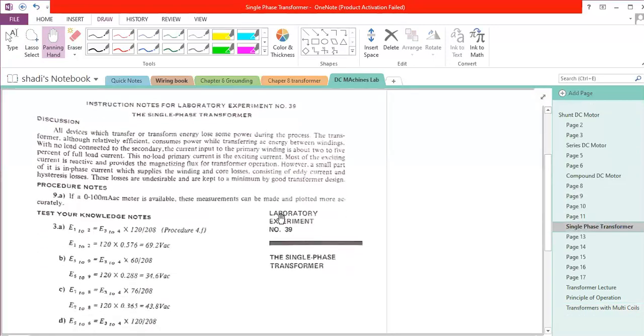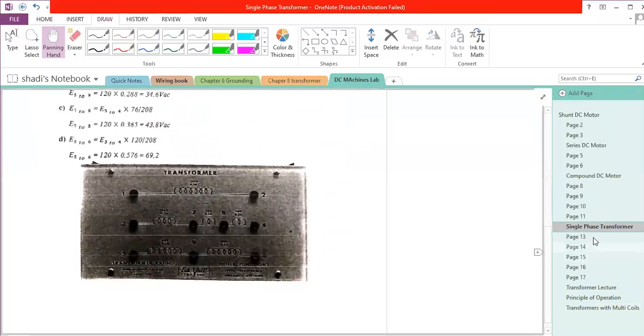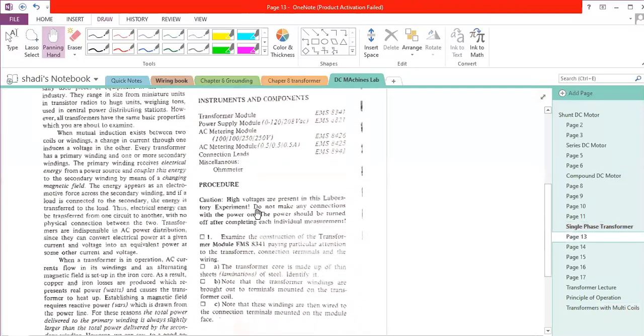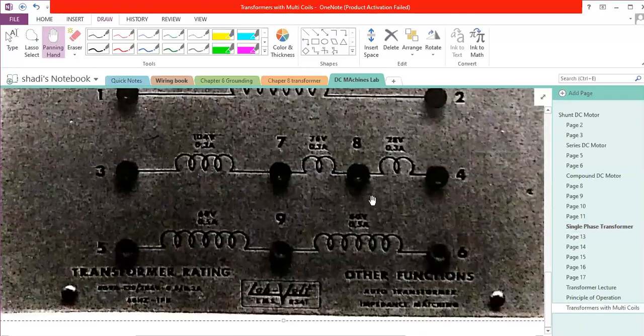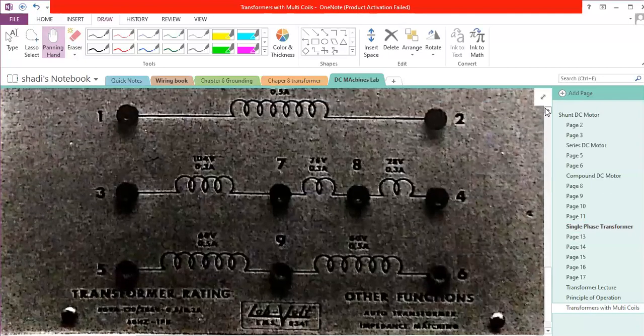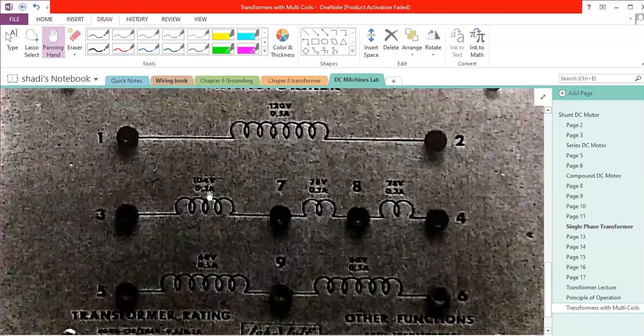As you can see, this is basically your experiment, which is the single phase transformer. In the single phase transformer, we have the procedures and what we have to do. Now, it will ask you to connect this transformer to the power supply, because all the time I'm going to refer to this terminal of the transformer. So we will connect terminal 1 and 2 to the power supply with the rated voltage of 120 volt.